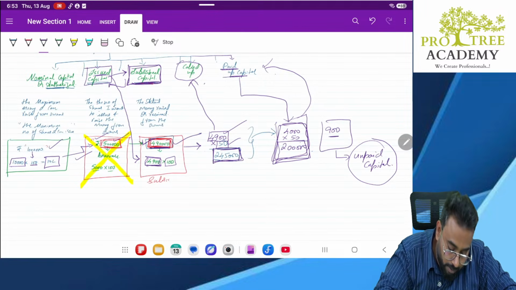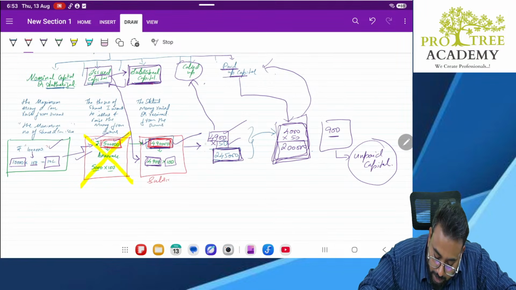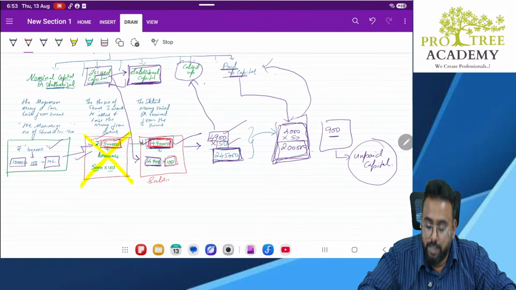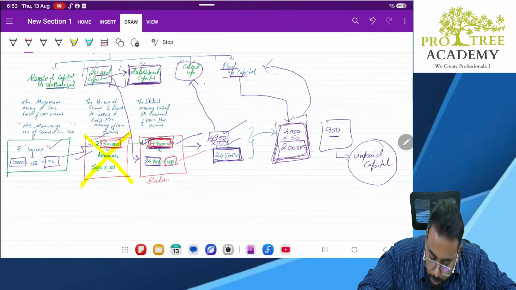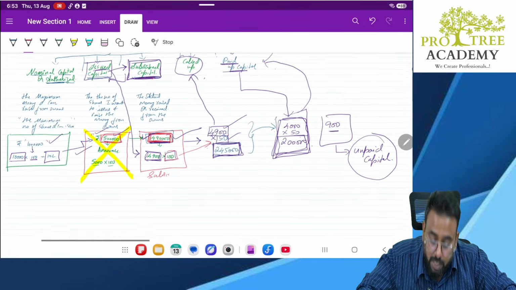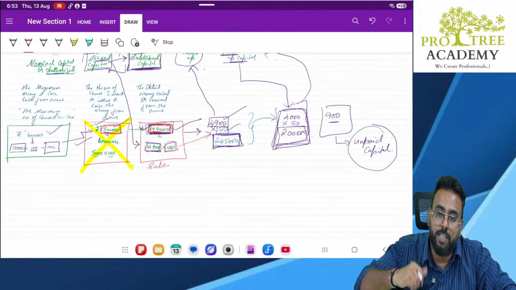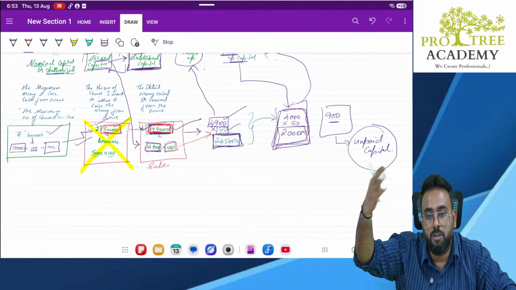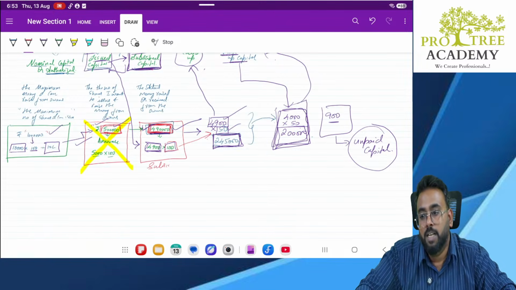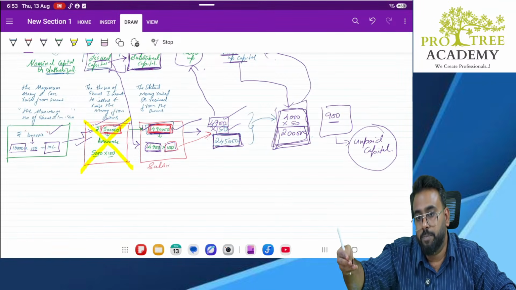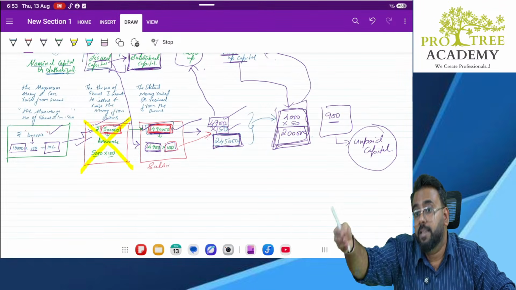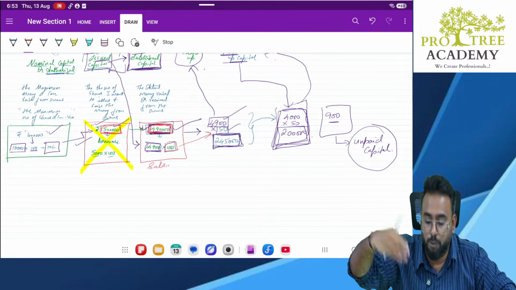Unpaid capital. Okay. Now, sir, each share was 100 rupees. Correct, sir. But you are asking only 50 rupees. Yes, correct. I am asking only 50 rupees. So, what happens to the remaining 50 rupees, sir? I will ask them to pay in the future. Asking in the future means I will call in the future.